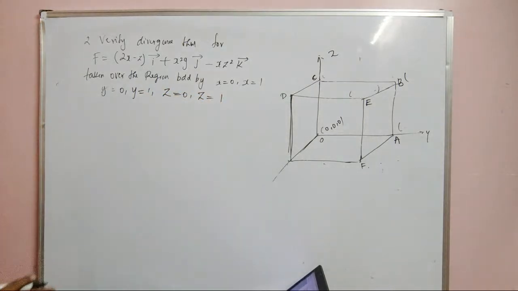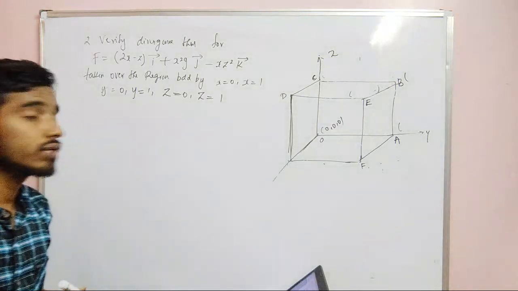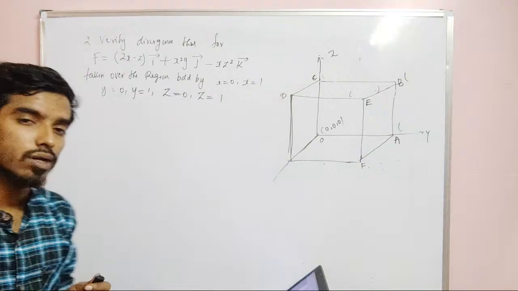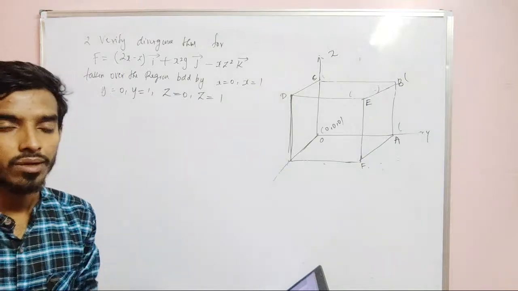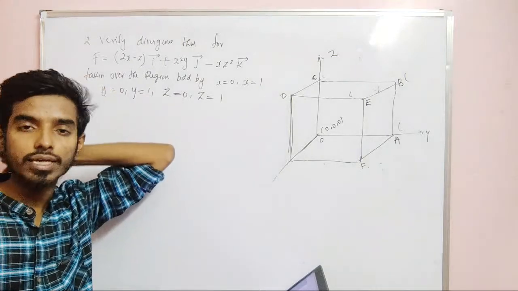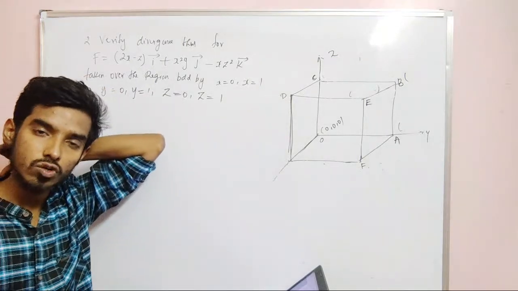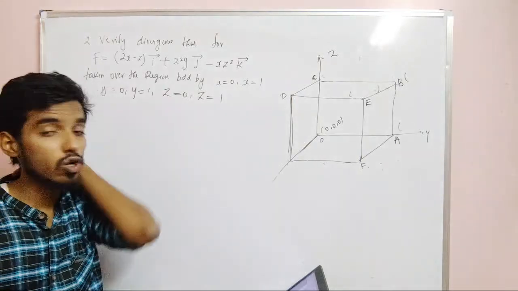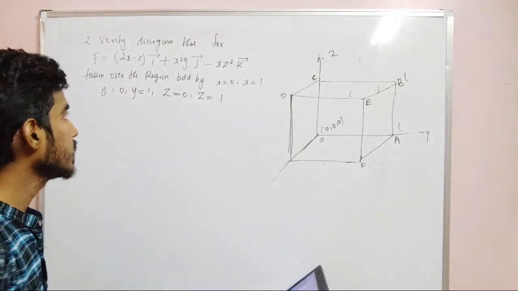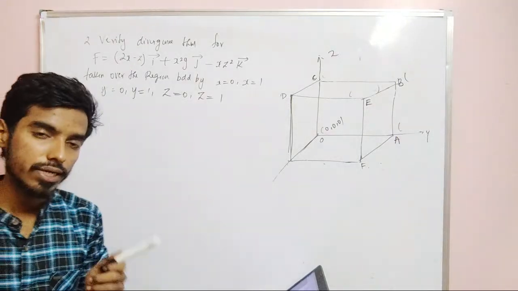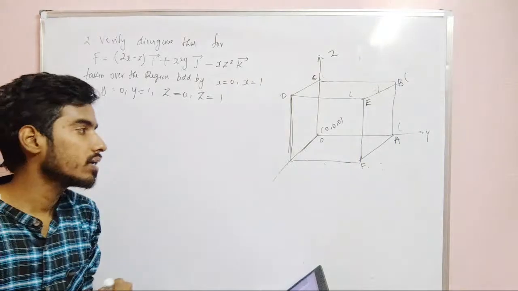So instead of a, b, c, here we are going to have everything equal to 1. In the previous problem we have x bound 0 to a, y bound 0 to b, z bound 0 to c. So here we have x bound 0 to 1, y bound 0 to 1, and z bound 0 to 1. So first we need to evaluate the volume integral, and then we need to evaluate the surface integral, and then we need to show that both are equal.